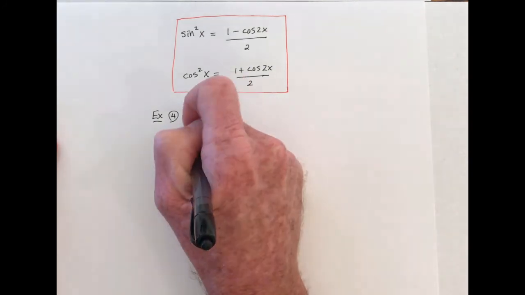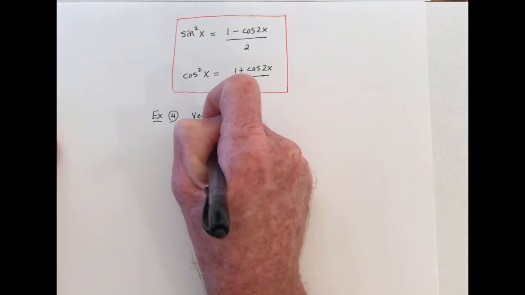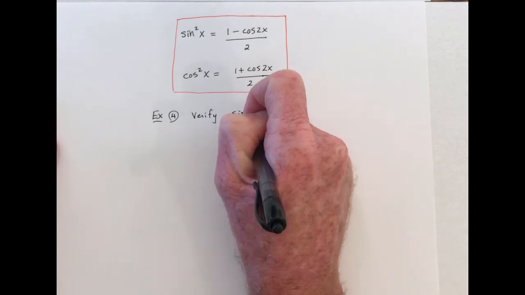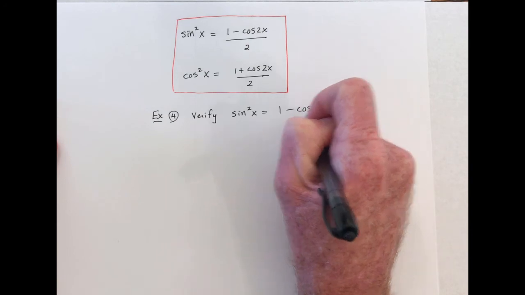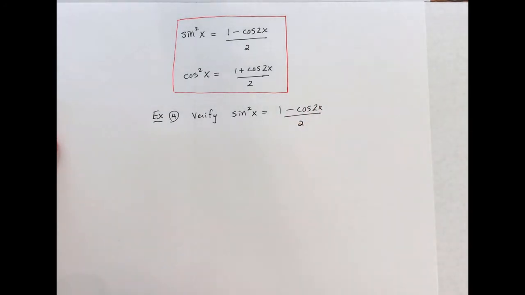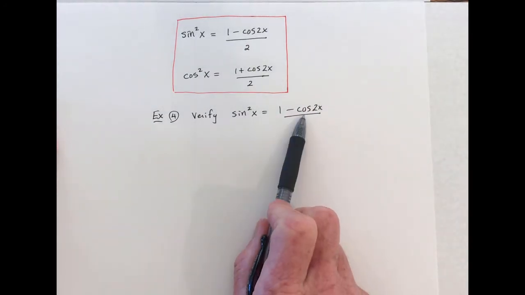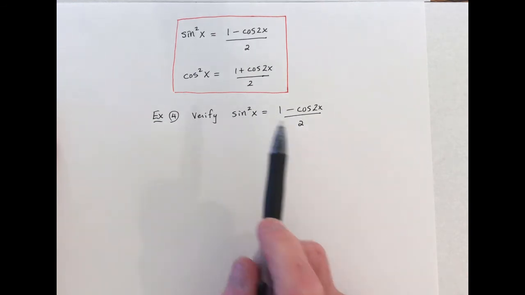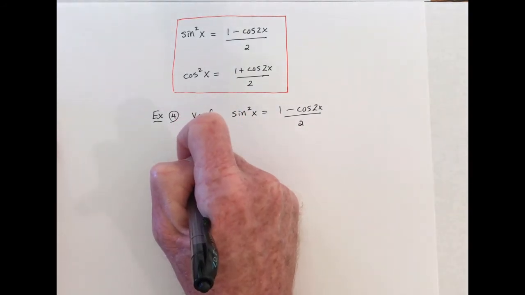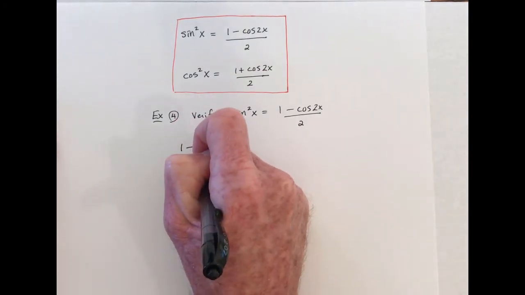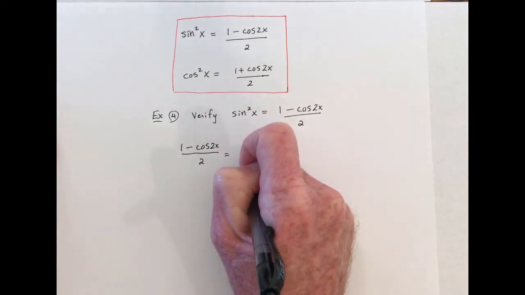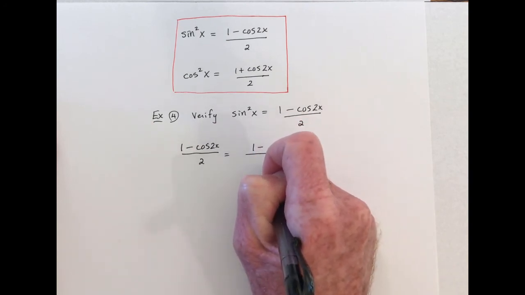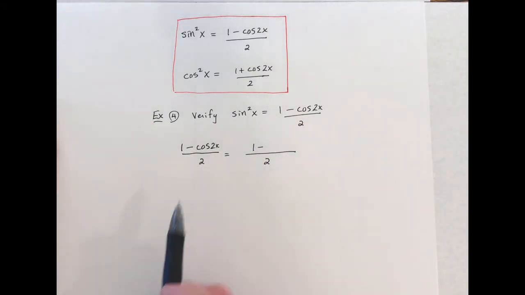So let's pick the first one. So verify the first one. Sine squared is equal to 1 minus cosine of 2x over 2. And I'm going to start with the side that is more complicated and then reduce it, and it'll turn into just sine squared. So starting with the right side, 1 minus cosine of 2x over 2. So then it's going to be 1 minus, and it's still going to be divided by 2.